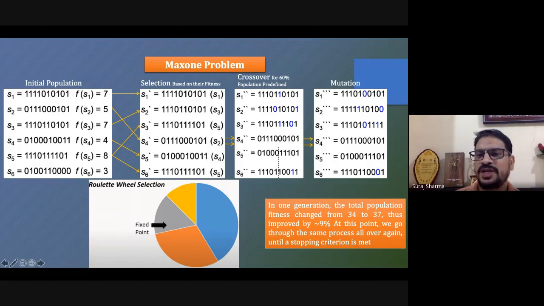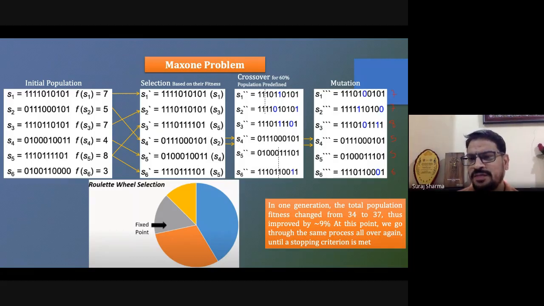Now, if you calculate the fitness of this population, it gives you some fitness values. What is the fitness value for S1 triple dash? It is 1, 2, 3, 4, 5, 6, 7. So it is 7, right? I'll give the value 7 here. Now, what is the fitness value here? 1, 2, 3, 4, 5, 6, 7. This is also 7. What is the fitness value for this chromosome? 1, 2, 3, 4, 5, 6, 7, 8. This is 8. Now, what is the fitness value here? It is 5. And here? 1, 2, 3, 4, 5. This is 5. What is here? 1, 2, 3, 4, 5, 6. Here it is 6.